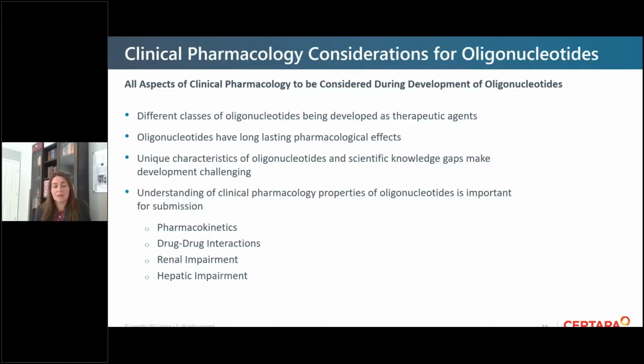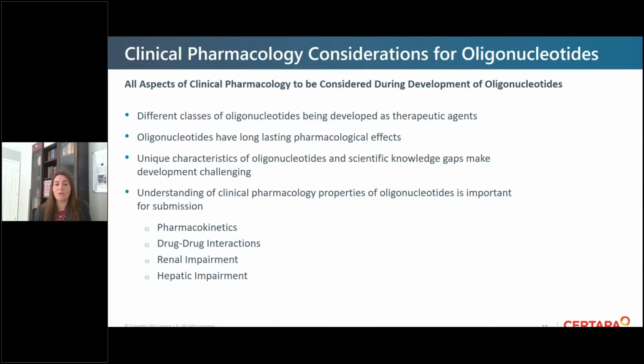As Suzanne covered initially with her talk, there are different classes of oligonucleotides being developed as therapeutic agents. Because these molecules play a significant role in regulating biological processes with the intent of treating disease, they end up having a very prolonged pharmacological effect. All these unique characteristics of oligonucleotides, and the limited knowledge that we have when it comes to clinical data, PK, safety, and efficacy, make the development of this type of molecule more challenging.